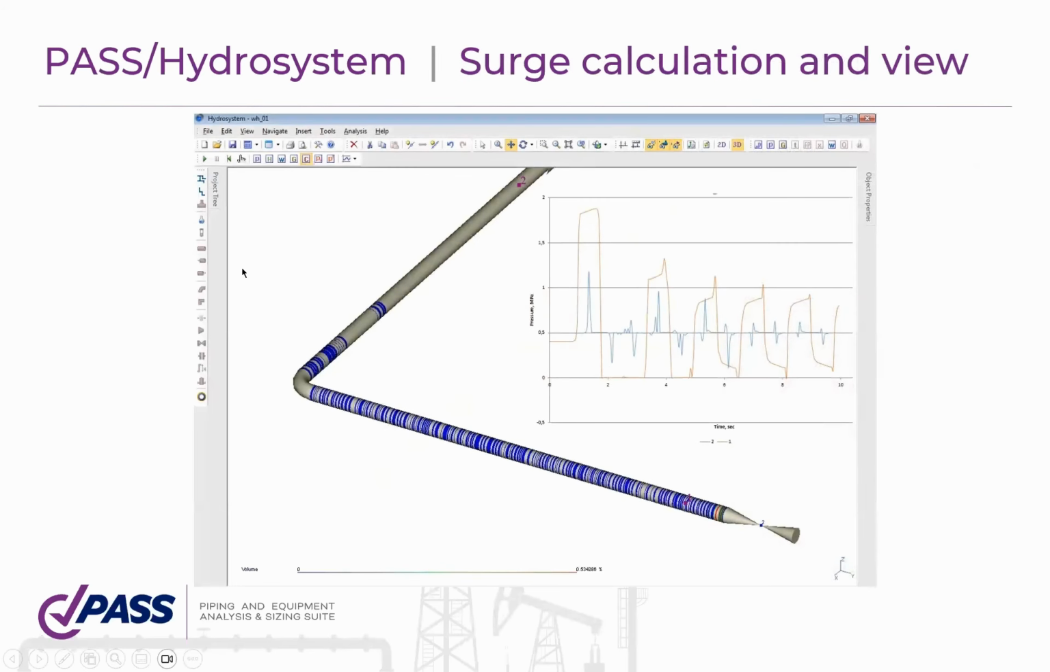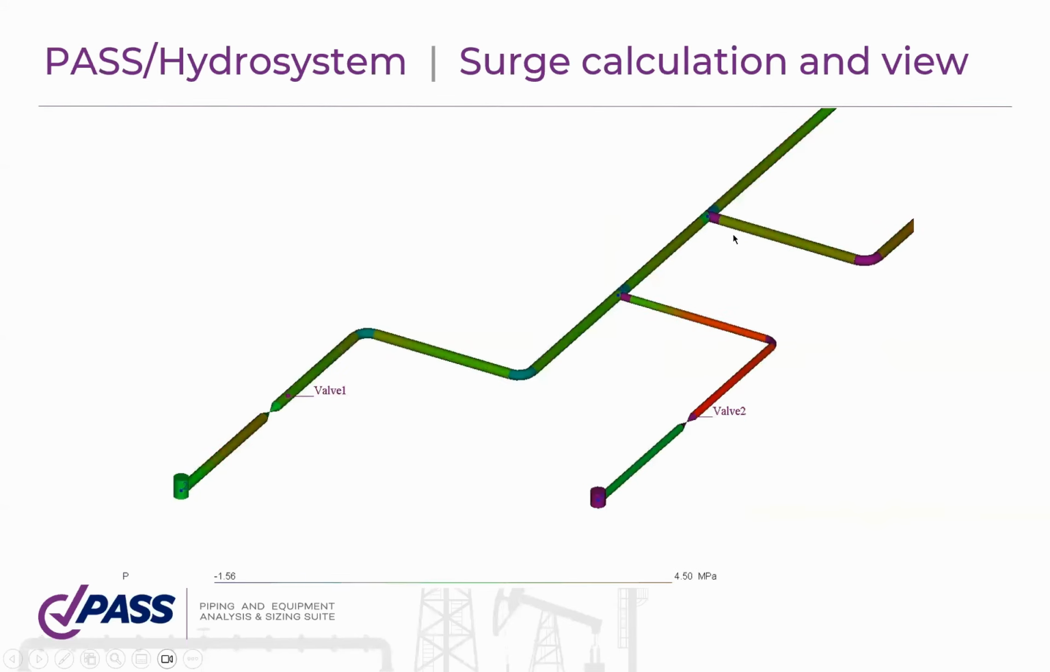In HYDROSYSTEM, we have a surge analysis calculation. Not only does HYDROSYSTEM calculate all these pressure spikes, it can also show them to you right on the piping diagram, so you can see how the shock waves travel across your piping system. It's very beautiful and very, very useful to understand what's happening during surge in this piping system.